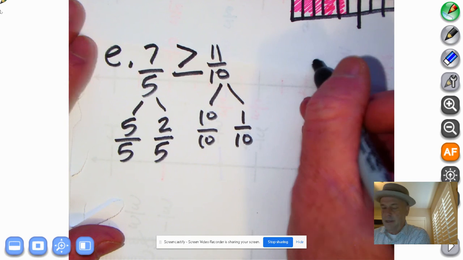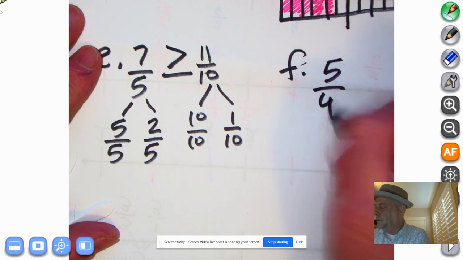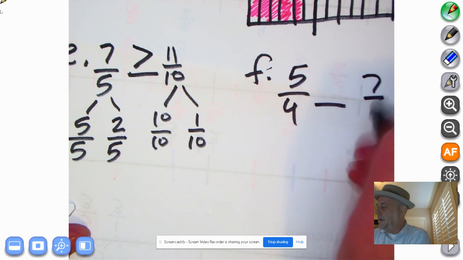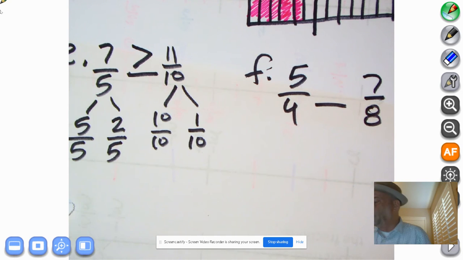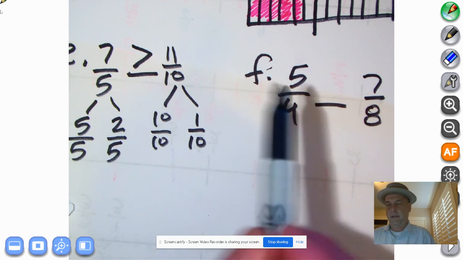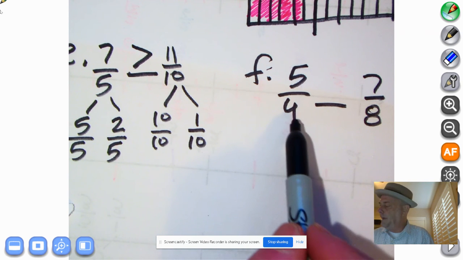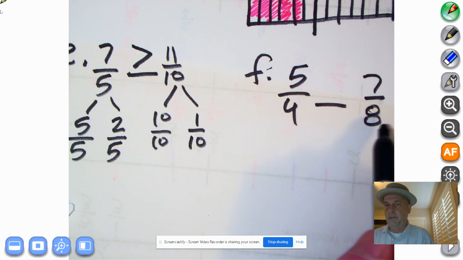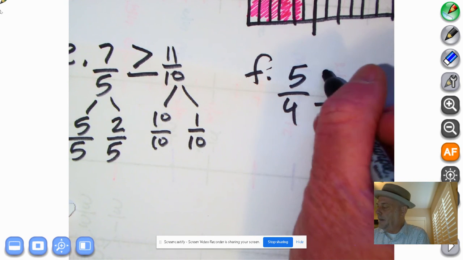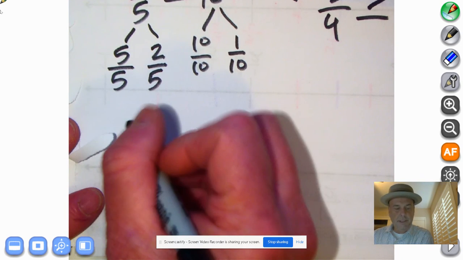Let's go to the letter F, and it is 5/4 greater than or less than 7/8? You should have a clue right here. You should totally know what this is because look here. The numerator is larger than the denominator, and this one, the numerator is smaller than the denominator. So this is greater than 1. This is less than 1. Chomp, chomp, chomp, and there you go. Let's go down to G.